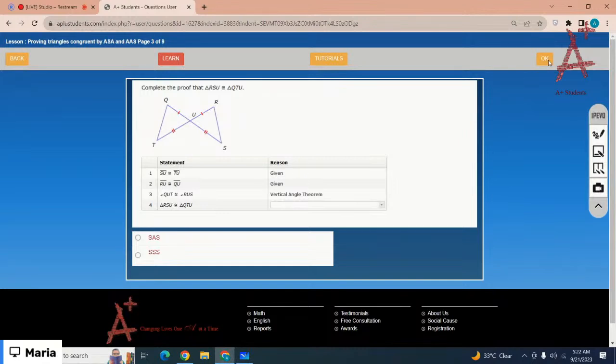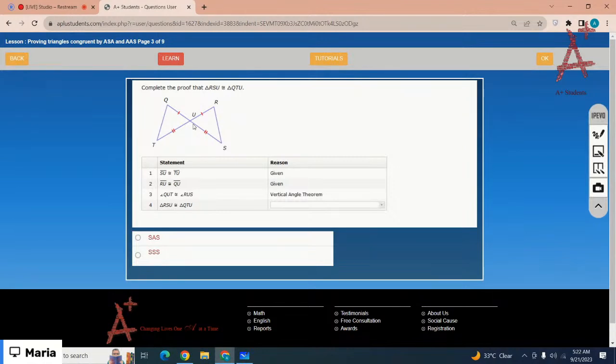Complete the proof that triangle RSU is congruent to triangle QTU, right? Okay, so you are given that SU is congruent to TU and QU is congruent to RU, right?